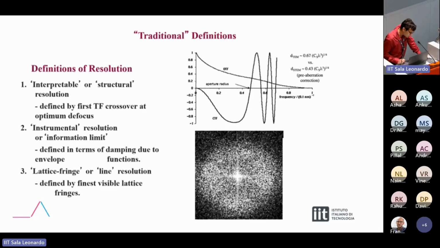So we have three definitions of resolution. First is the interpretable resolution, where you adjust the defocus so that you get maximum contrast transfer from here. You have maximum contrast transfer, and the question is how far you can push to the right side, because as you go to the right side, the spacing is going to get reduced and we are going to increase the resolution. Once you tune the defocus, wherever you get the first crossover, where this line cuts the x-axis, that's going to be the optimum resolution with a positive value of the spherical aberration coefficient.